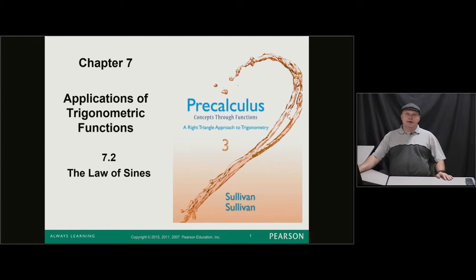Hello, in this discussion we're going to be discussing the law of sines, and this is a technique to solve triangles that are not right triangles. So let's begin with discussing the types of triangles that you might have.